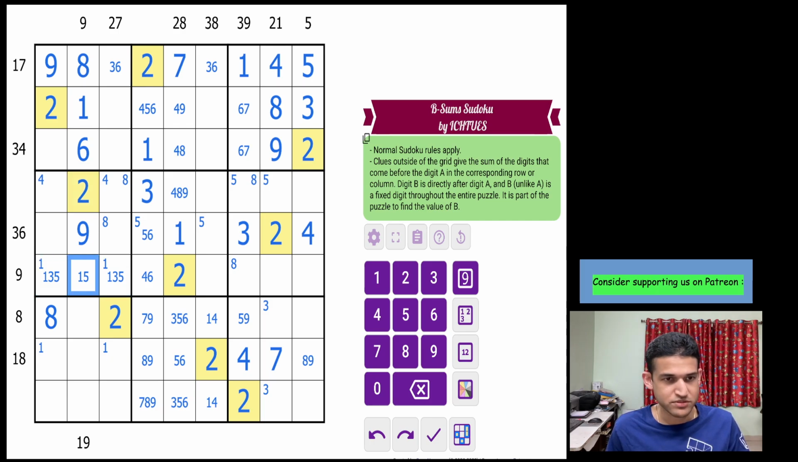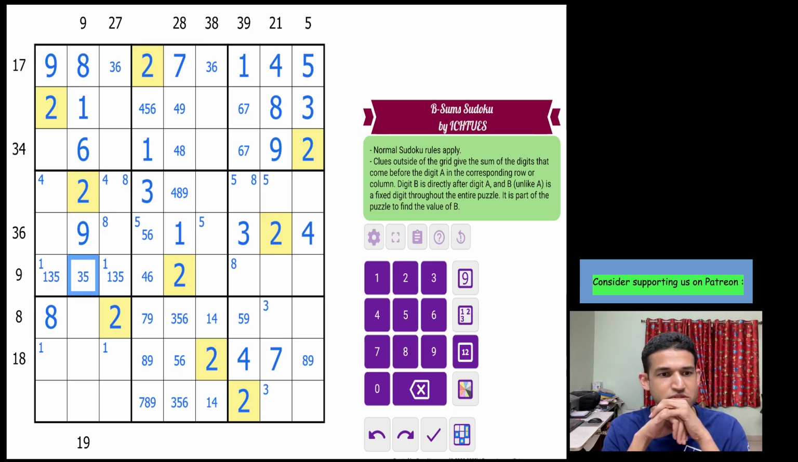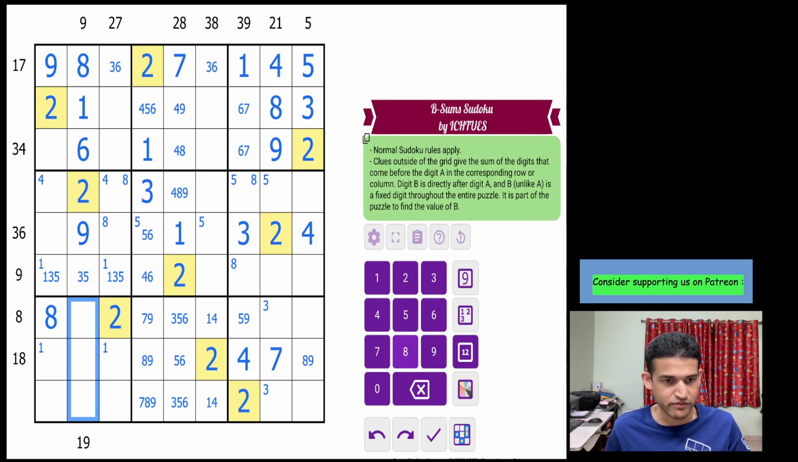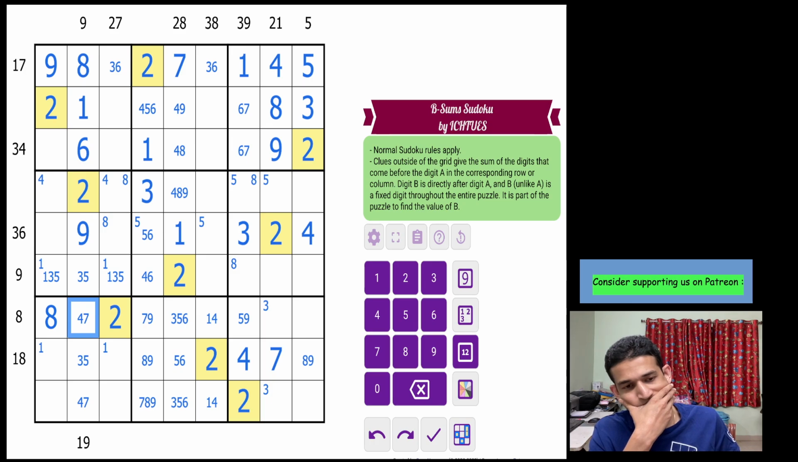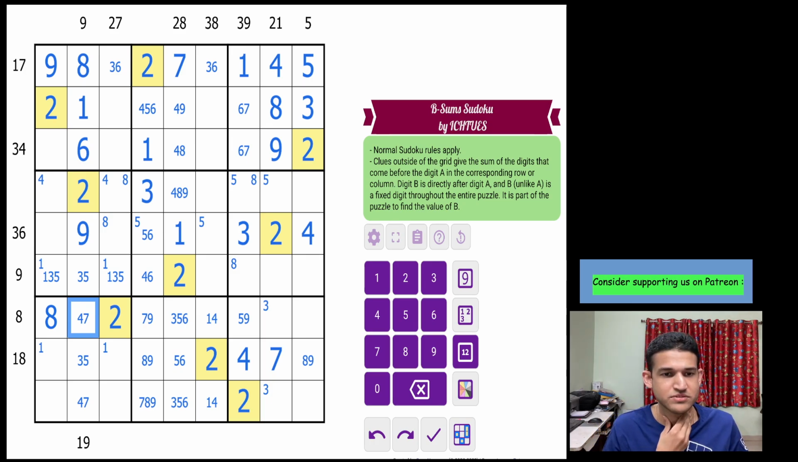This is a 5 using classic. How did I eliminate the 3 from there? It's actually not 1 5, it's a 3 5. Sorry for that. And these will be 3 4 5 7. You don't have 4 7 in row 8, so this is 3 5 and 4 7, 4 7. Okay, excellent.